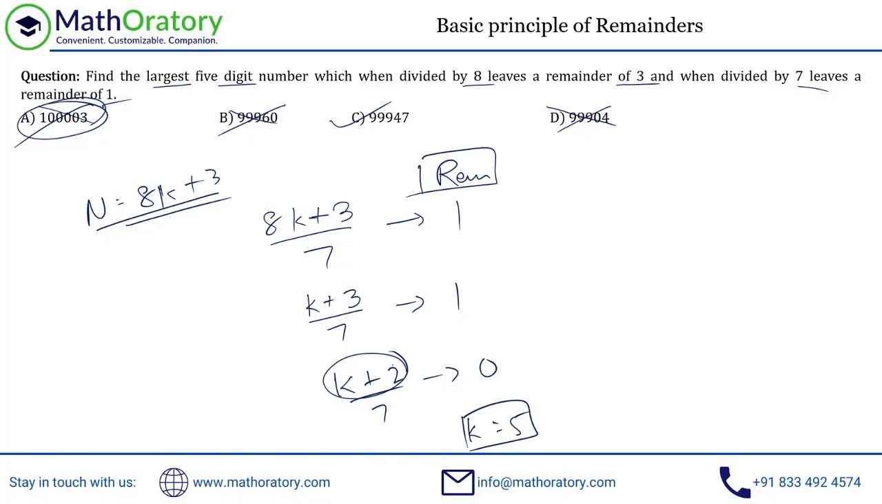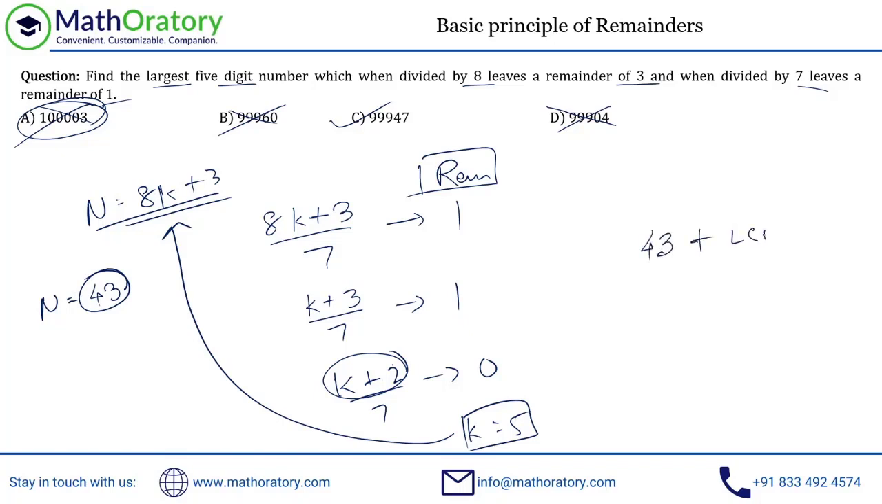So if I put k equal to 5 here, then what I'll get is the minimum possible value of n that satisfies. So the minimum possible value of n that satisfies is 8 into 5, 40, plus 3. So that is 43. So 43 is the least possible number which satisfies this. Anything of the form 43 plus the LCM of the two divisors that we have, 8 and 7, into whatever quotient q. So this will be the general form of the number.